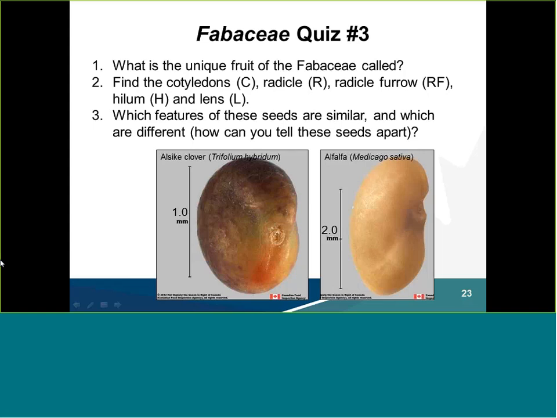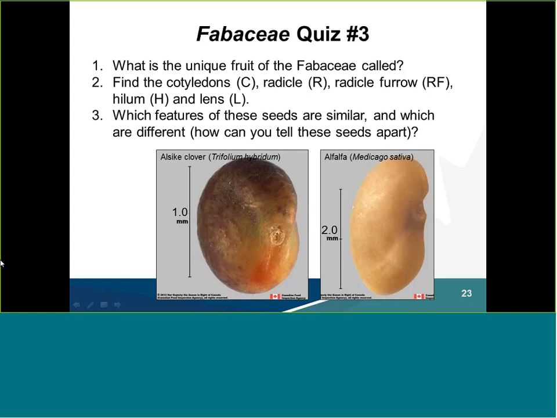On the two seeds below, our sweet clover and our alfalfa, I'd like you please to find the cotyledons, find the radicle, the furrow, that is that border between the radicle and the cotyledons, that's away from the hilum, and please find the hilum as well as the lens on these.